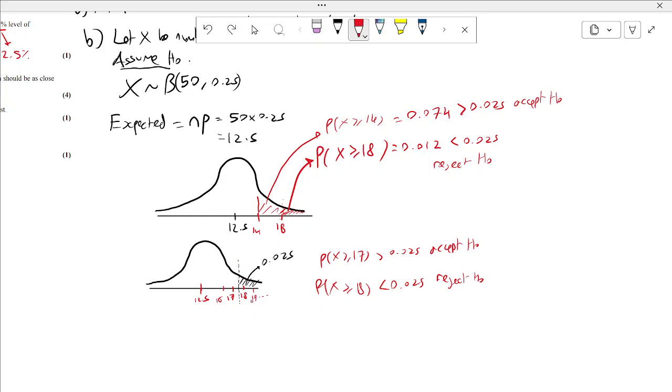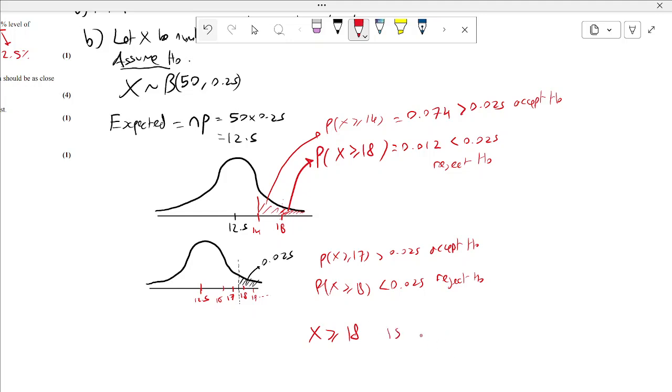If x was 19, that's even less probability of being more than or equal to 19 than it was for 18. That's definitely less than 2.5%. And 20 is even less than that. So if x was 18, 19, 20, 21, etc., those would all lead you to reject H0. And you might want to call this the rejection region.